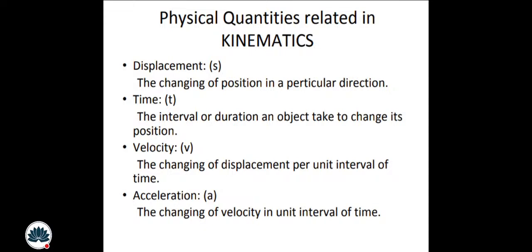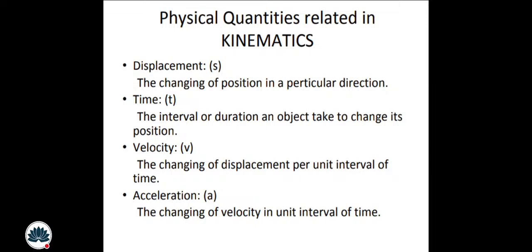The changing of motion in a particular direction. What is displacement? A vector quantity or a scalar? Exactly, you have learned about the vector quantity. Here we are talking about a particular direction. It means that displacement must be a vector quantity. What is time? The interval or duration an object takes to change its position. Time has no direction. It means that time is a scalar quantity.